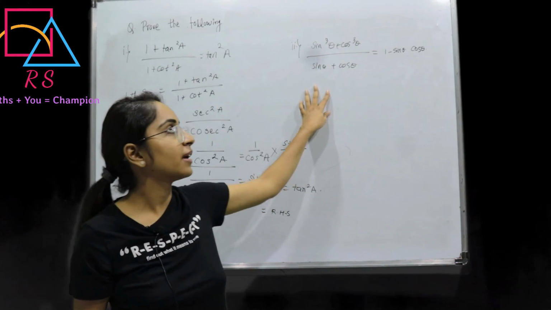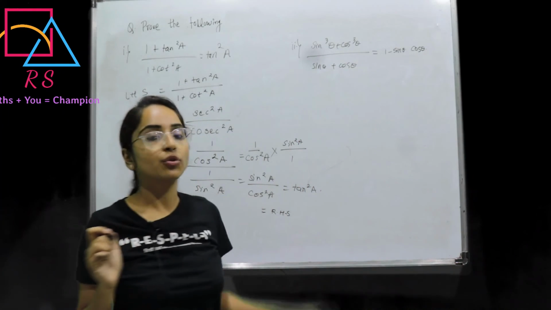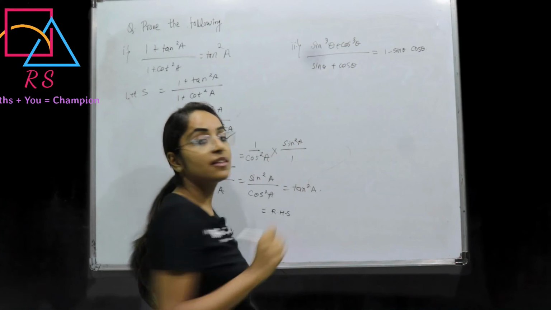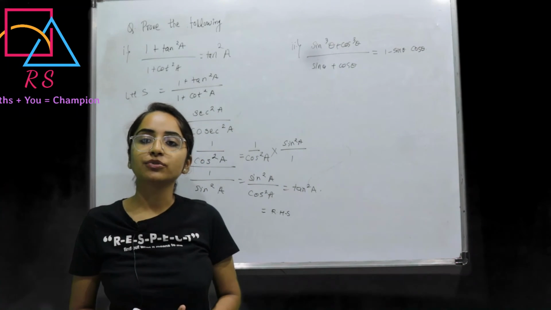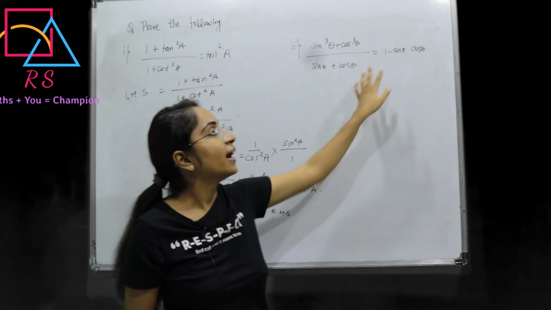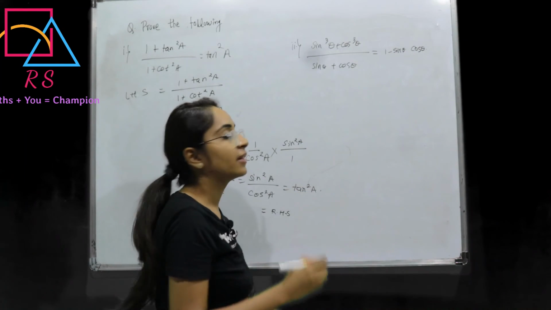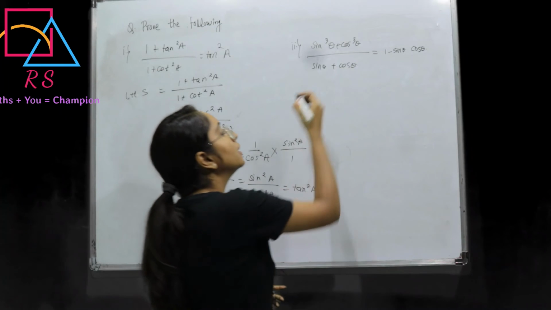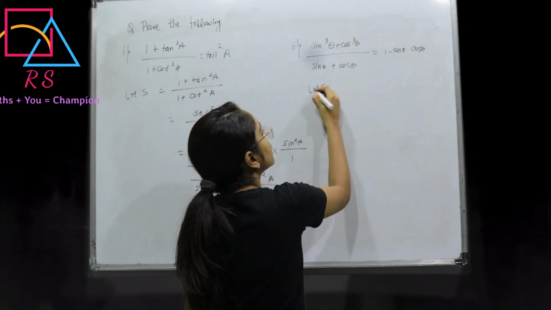Now I'll solve the second question. Here I'm going to consider the left hand side. This is the first step: whenever you have to prove an identity, you first consider the left hand side and simplify it, and thus obtain the right hand side. This is a standard way of doing it. I'll again consider the left hand side.